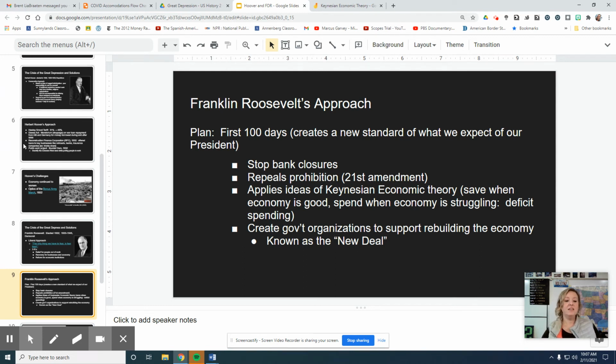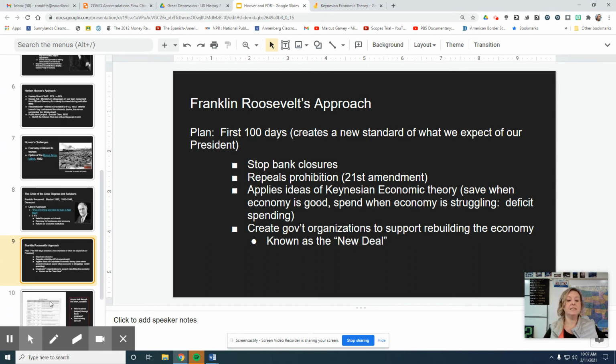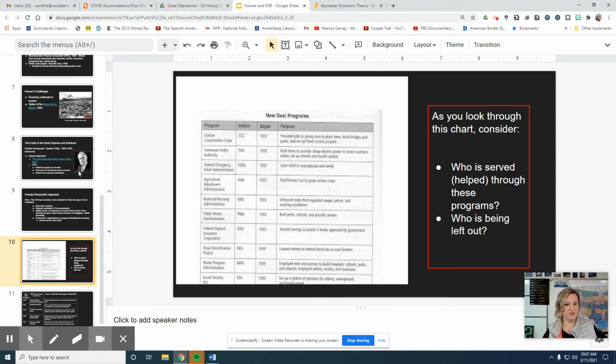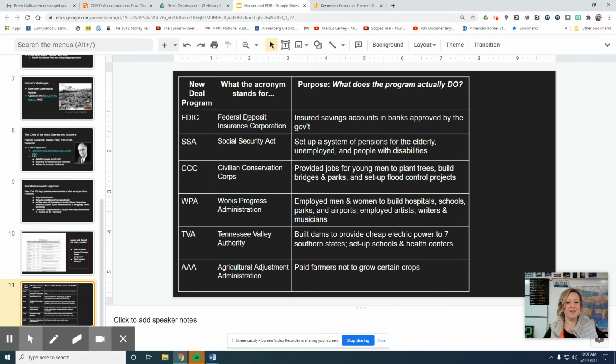So the New Deal is a series of organizations. Here's one chart, but kind of blurry for you. Here's another one. And it has a lot of programs. These are just a few. Okay, I want to be clear. If you were to Google New Deal programs, you would see so many of them. Oftentimes, we associate them with an acronym like this one, FDIC, Federal Deposit Insurance Corporation. And then you can see what that program does.